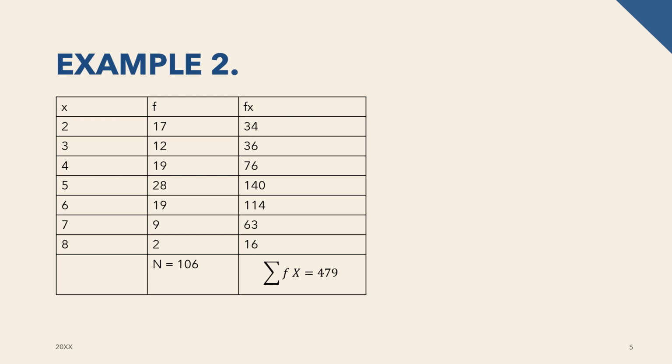This time, we are given the scores and frequency. What does this mean? So, 17 people got the score of 2, 12 people got the score of 3. So 2 times 17 is 34. We just multiply. And then 3 times 12 is 36, 4 times 19 is 76, 5 times 28 is 140, 6 times 19 is 114, 7 times 9 is 63, and 8 times 2 is 16. So we have 106 as the total frequency, and the sum of fx is 479.